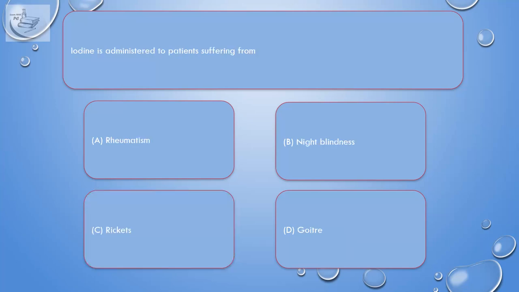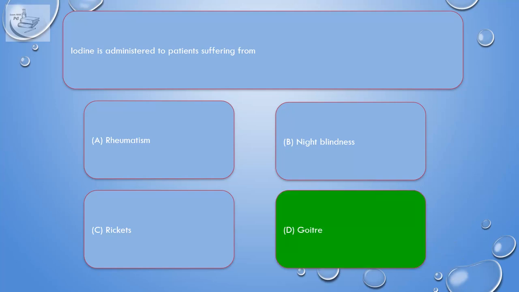Question: iodine is administered to patients suffering from A. Rheumatism, B. Night blindness, C. Rickets, D. Goiter. Correct answer is D. Goiter.